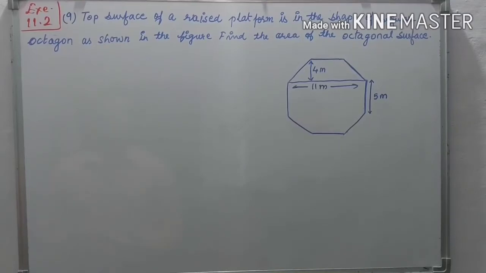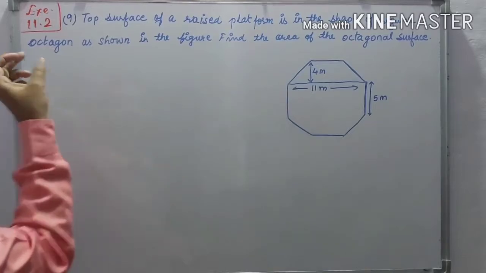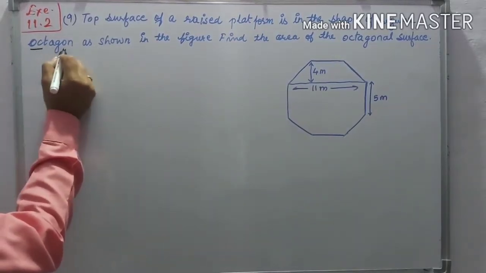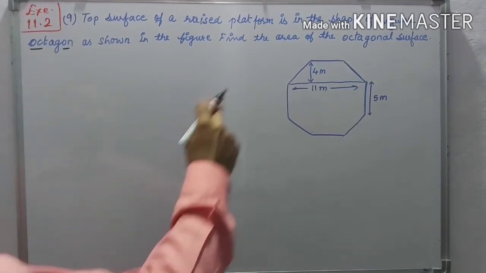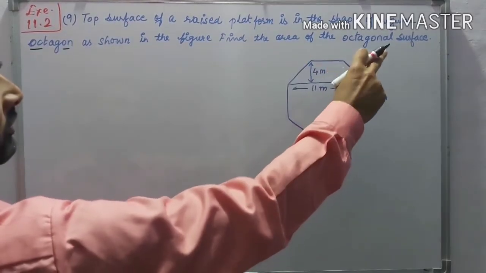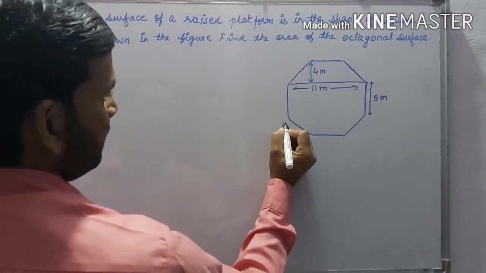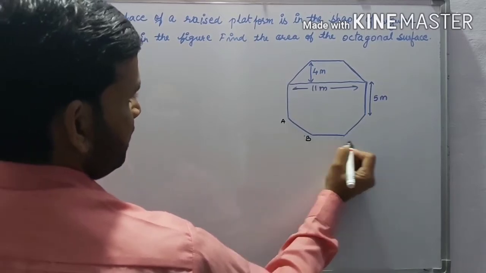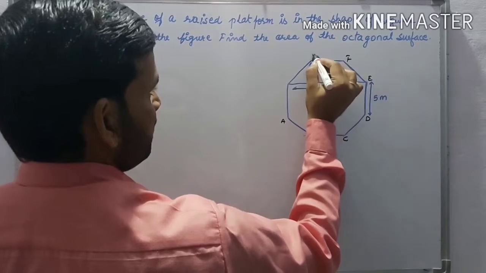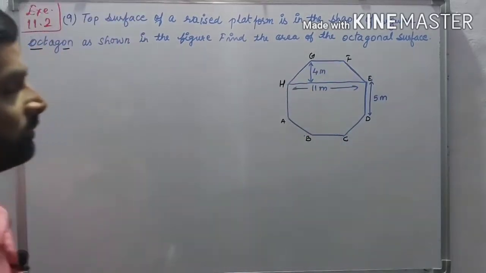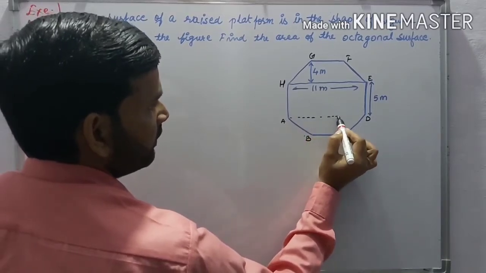Question number 9. The top surface of the raised platform is the shape of a regular octagon. Regular octagon means all sides are equal and the total number of sides is 8. This is the given diagram, and find the area of the octagon surface. Okay, to find the area of the total, first you will write the names A, B, C, D, E, F, G and H. Okay, and join the AD.